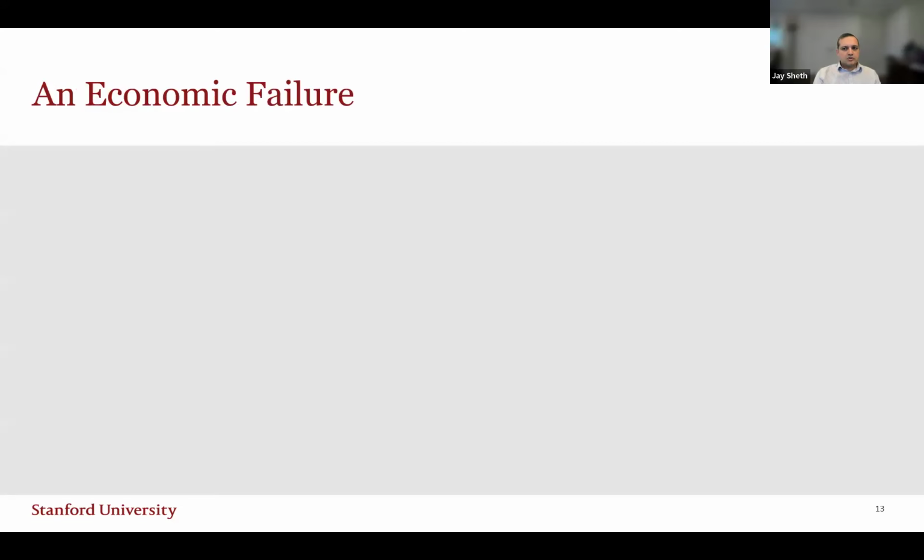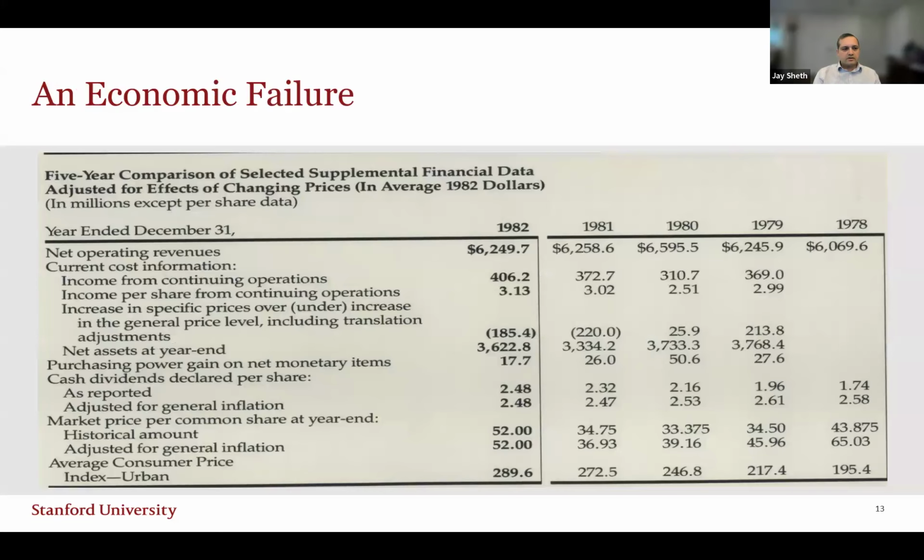Now, this was also interesting because you don't normally see this in annual reports, but back in 82, they put this table at the back of the annual report, and it basically shows you how, because of inflation, Coca-Cola had really been an economic failure. If you look, you can see their operating revenue, and their operating revenue hadn't really grown that significantly. You can see this line item, increase in specific prices over or under the increase in the general price level. And for the last couple of years, it had been negative. And even if you look cumulative, it was negative. So basically, the prices that Coca-Cola charged had lagged behind inflation.